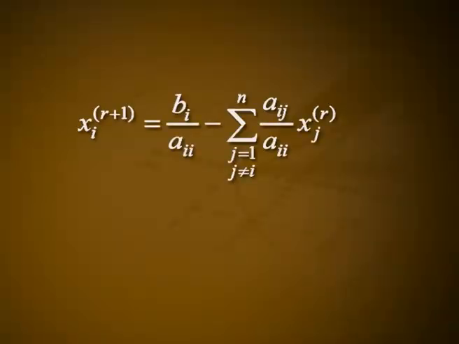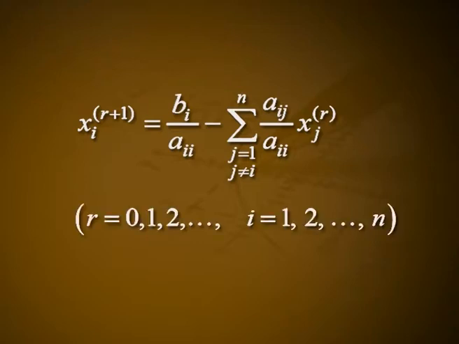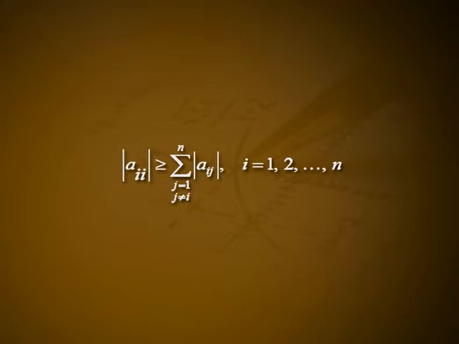The system in 4 can also be briefly described as follows: xi r plus 1 equal to bi by aii minus summation over j from 1 to n, where j not equal to i, aij by aii xj r for r equal to 0, 1, 2 etc., i equal to 1, 2 etc., n. A sufficient condition for obtaining a solution by Jacobi's iteration method is the diagonal dominance, that is modulus of aii greater than or equal to summation over j from 1 to n, j not equal to i of modulus of aij for i equal to 1, 2 etc., n.